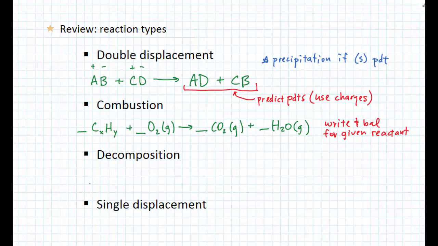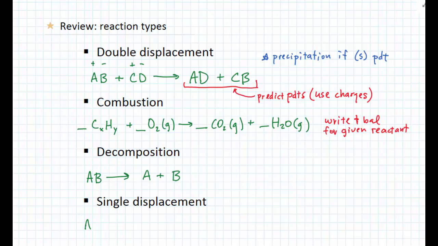The simplest decomposition I could imagine would be like AB becoming A plus B. But it's not always going to be that simple. Sometimes the starting formula will be complicated and it'll split into weird parts. But it's just one reactant and multiple products. One thing making multiple things as a result.